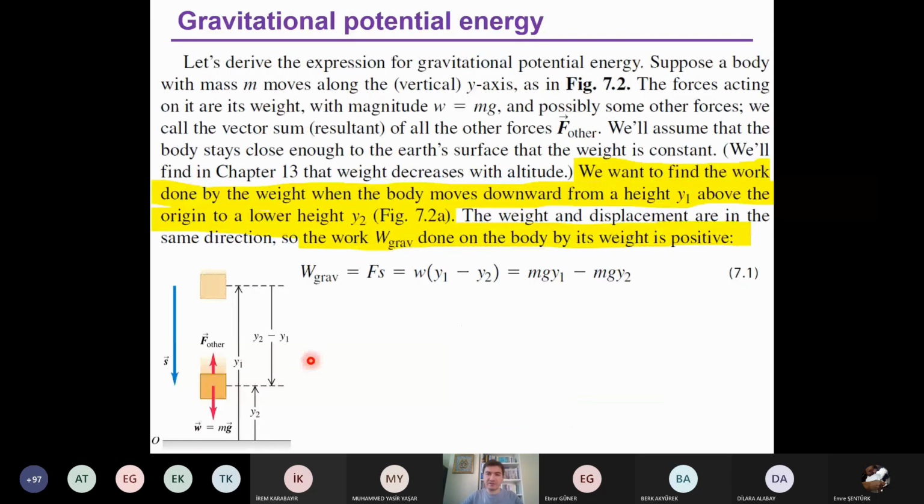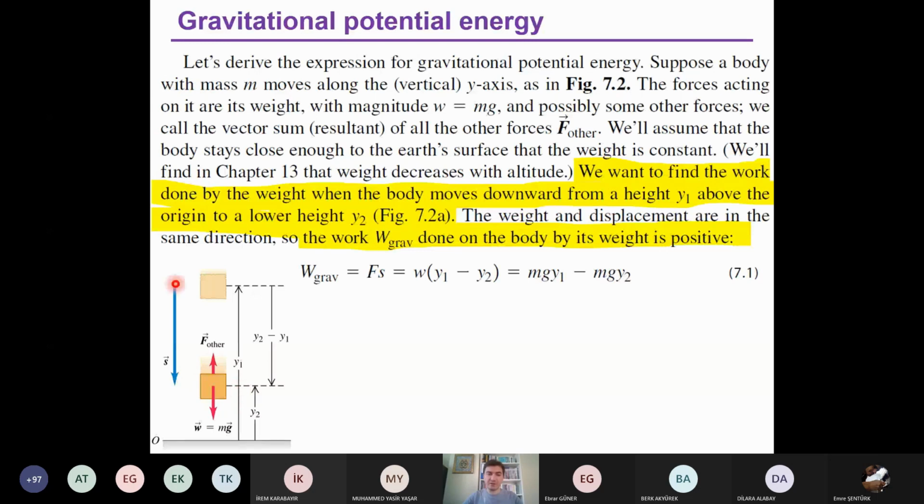Now let's try to find the work done by the weight when the body moves downward from a height y1. Let's consider that here we have a box with mass m, and the height of this box from the ground is given with y1 here, okay. Then it goes down, because there is a weight acting on this box. There can be other forces acting on this box, for example, air friction, okay. But now I would like to calculate the work done by the gravity, the work done by the weight.